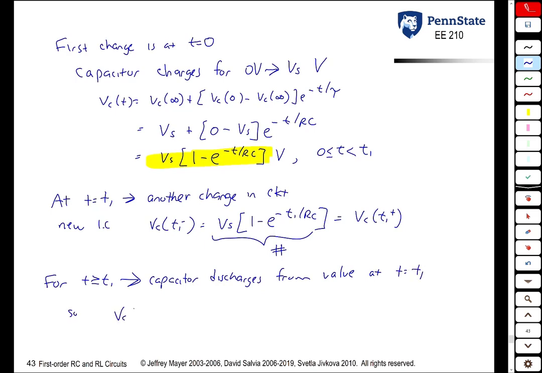So Vc of t is going to start out at Vs times 1 minus e to the minus T1 over RC. Once again, this is just a number, times e to the minus t minus T1 over RC. Note that because the discontinuity is not at 0 anymore, we need the t minus T1.